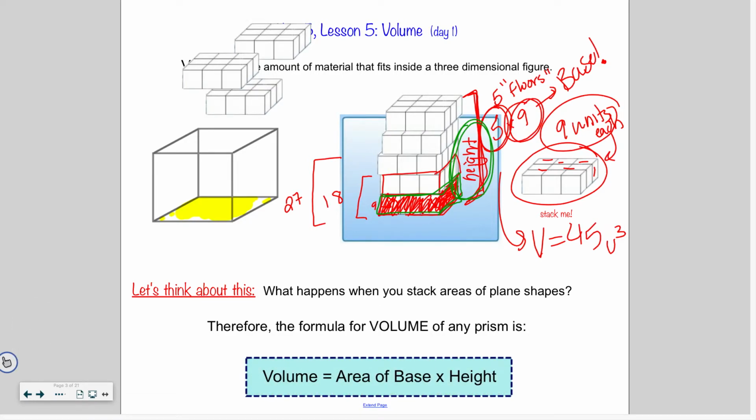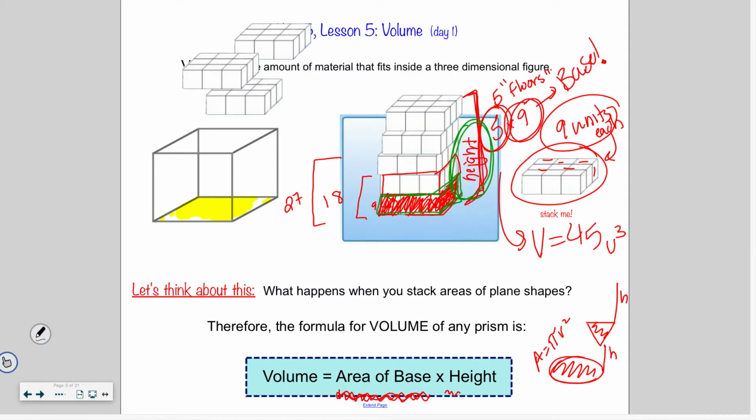The volume is really just equal to the area of the base, whatever's on the bottom, whatever that shape is. If it's a cylinder, well, now your base is a circle, so that's a different area. If it's a triangular prism, well, now you're going to find the area of that base. And then all you have to do is multiply by the height of the figure.